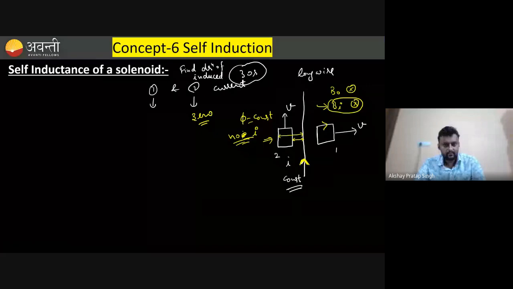It was in the clockwise direction for loop 1, and loop 2 was zero. This one is clear to everyone.